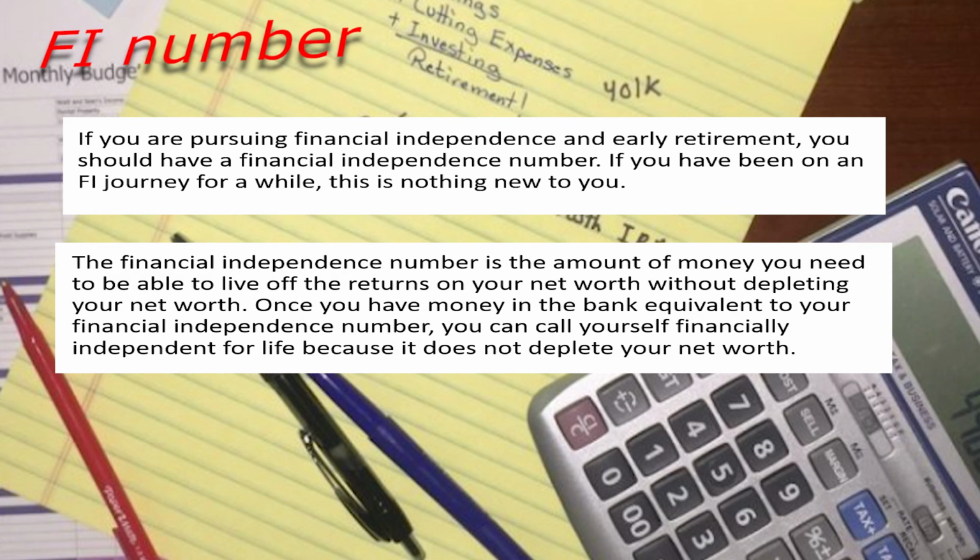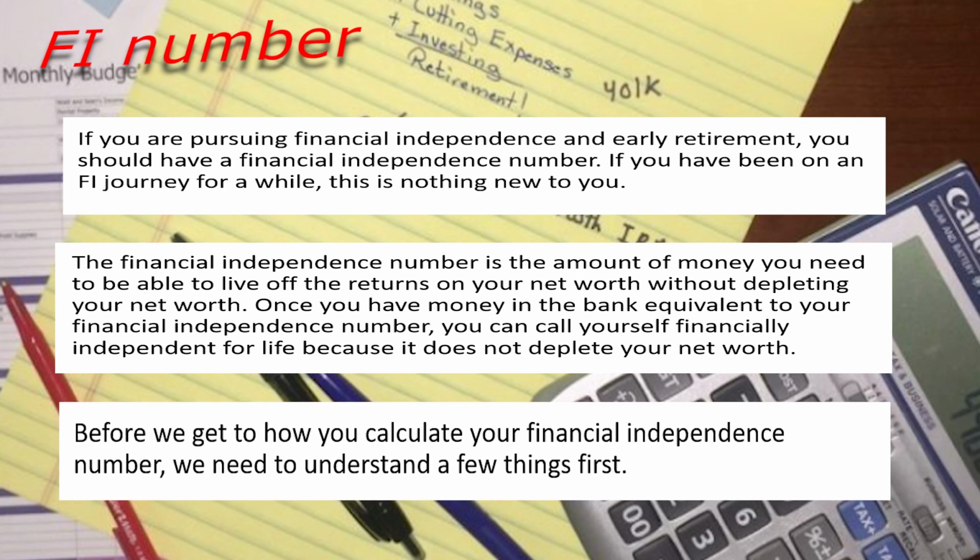The financial independence number is the amount of money you need to be able to live off the return on your net worth without depleting your net worth. Once you have money in the bank equivalent to your financial independence number, you can call yourself financially independent for life because it does not deplete your net worth. Before we get to how you calculate your financial independence number, you need to understand a few things first.